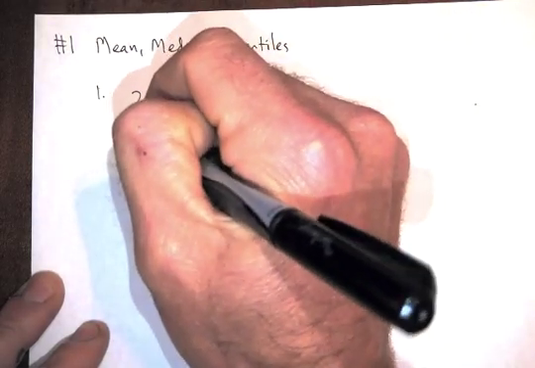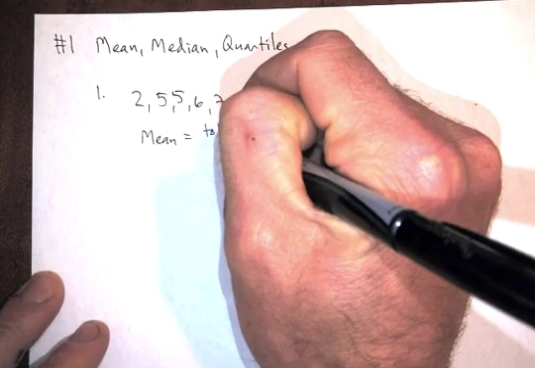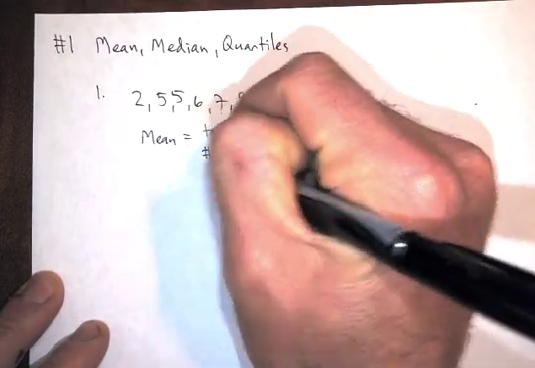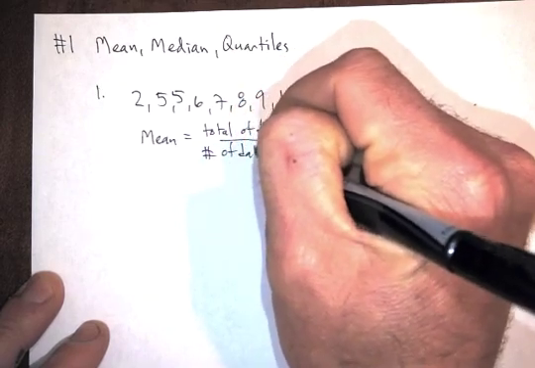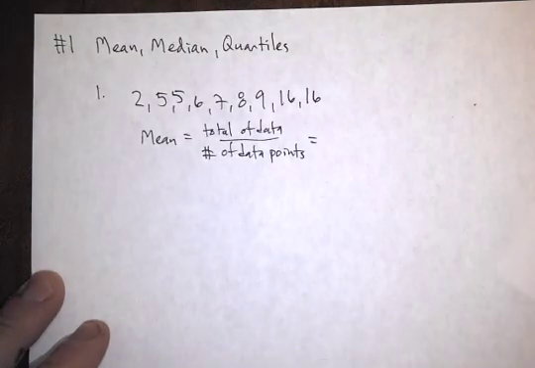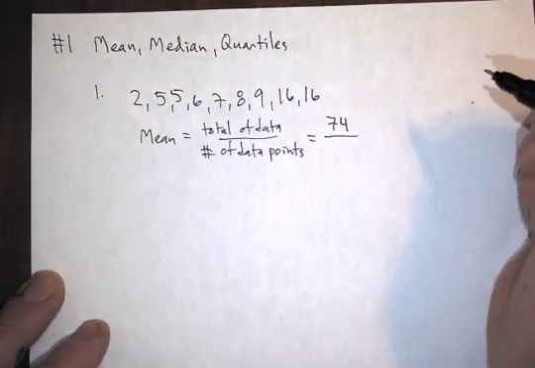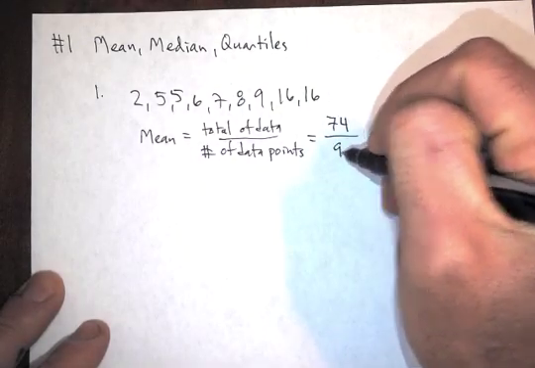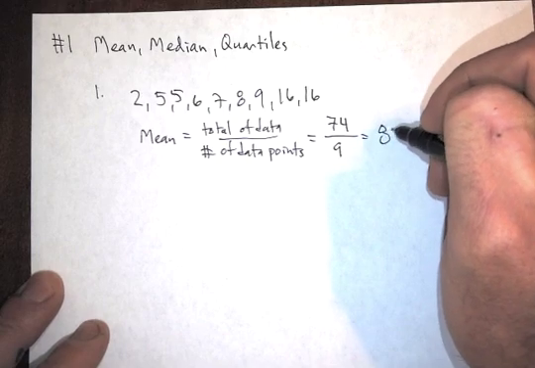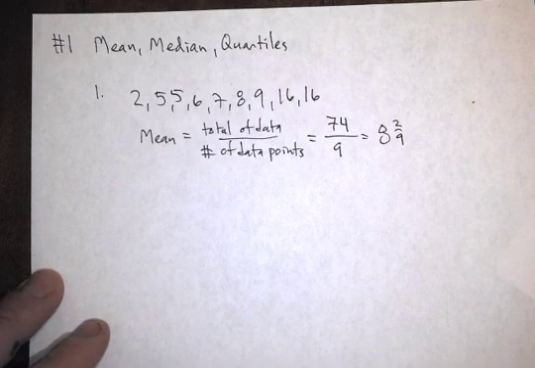Mean is the average. So it's the total of the data, or the sum of the data, divided by the number of data points. If you added everything up here, it adds up to 74. I already had it added. And the number of data points is 9. You can just use a calculator on this, that's fine. But it is 8 2/9, which is probably 8.22, I believe.